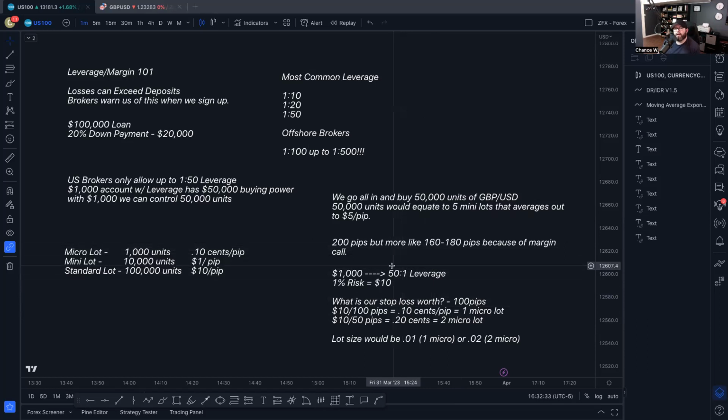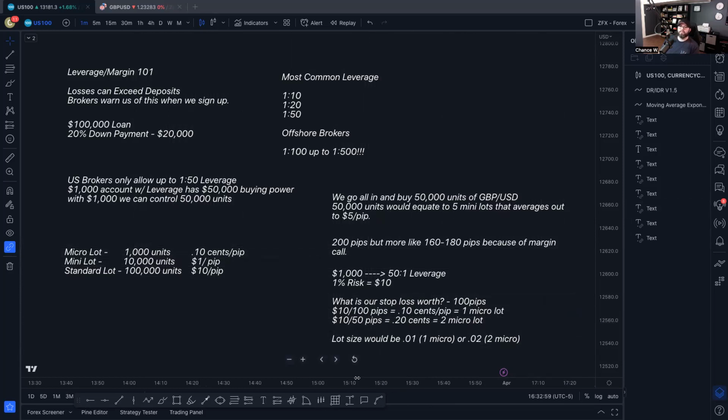So we need to figure out in that stop loss how many pips is going to establish that stop loss. So if your stop loss was 100 pips, what you would do is you would take $10 and divide it by 100 pips, right? So $10 divided by 100 pips equals 10 cents per pip. That means our lot size is going to be 1 micro lot, right? Micro lot right here, 10 cents per pip.